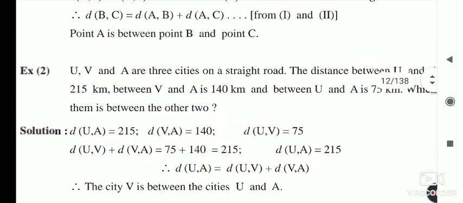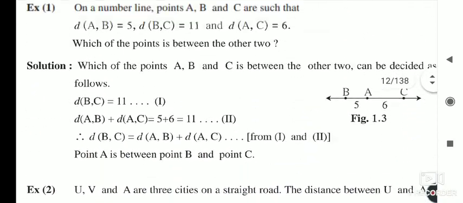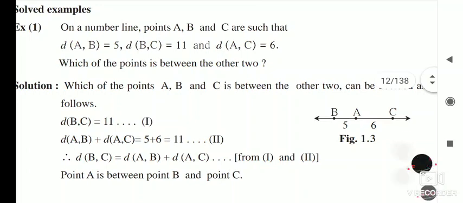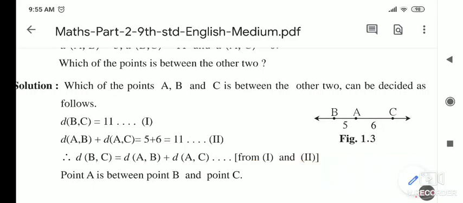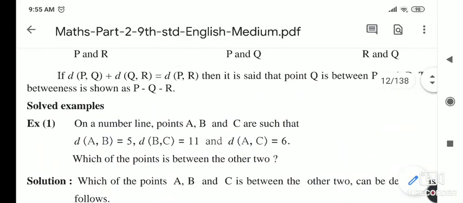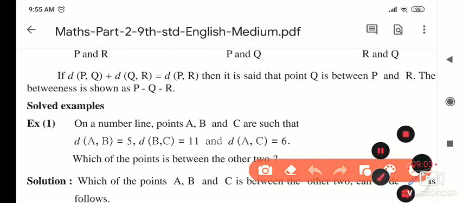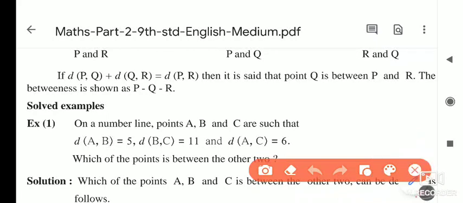Okay, so that is the method given to us. Here is the question given. If you see what they told you, we check whether the point is in between or not. For that, they gave us an example of how to find out betweenness, which point is in between the remaining two. A, B, C are the 3 points. Distance of AB is 5, distance of BC is 11, and distance of AC is 6.